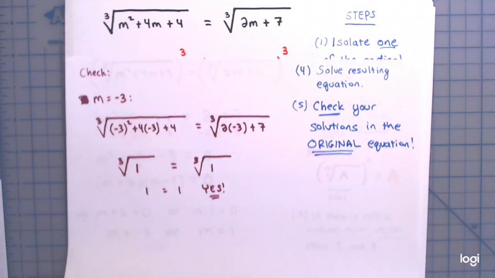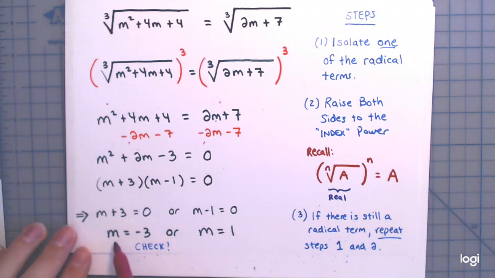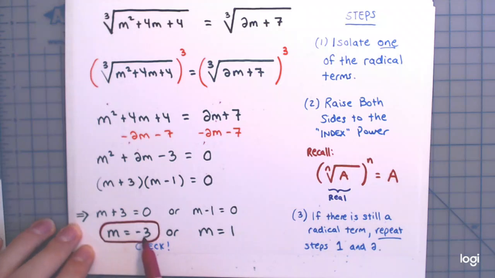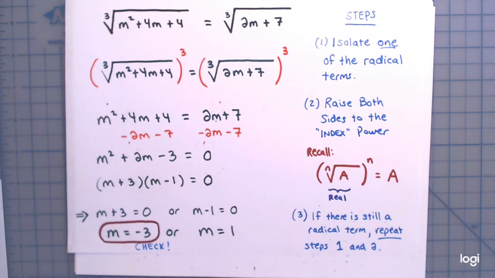Alright, so back on my page here, I'm going to circle negative 3. That is a perfectly good solution. That does make my statement true. Let's do it again with m equals 1.